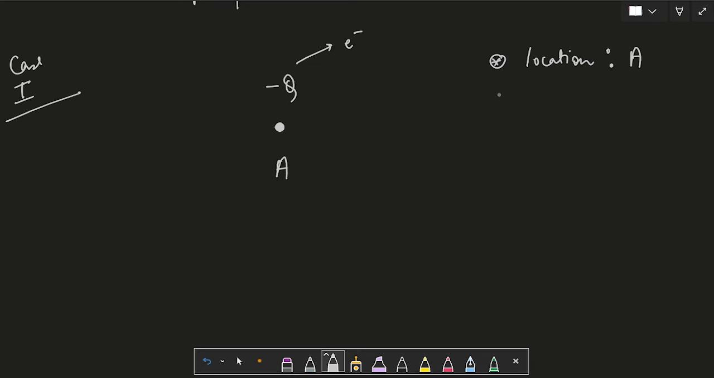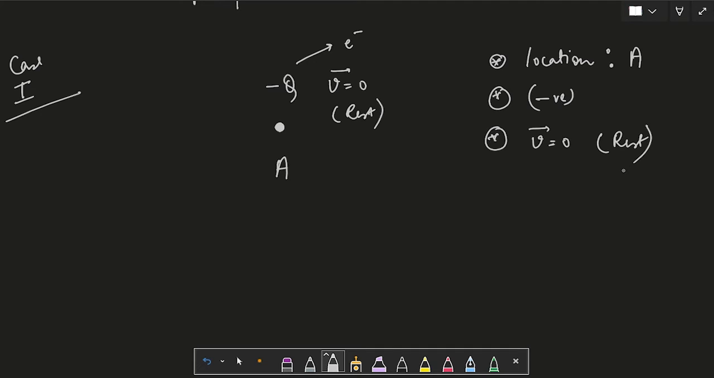The charge here is negative. And the third point here is that the charge is at rest. So the velocity, this arrow mark, the velocity here is 0. So velocity is 0, that means it is at rest. The charge has velocity 0, no speed. So this charge is presently at rest.